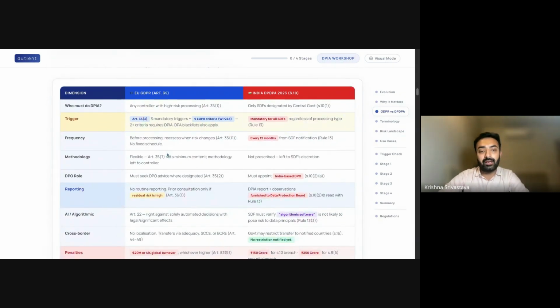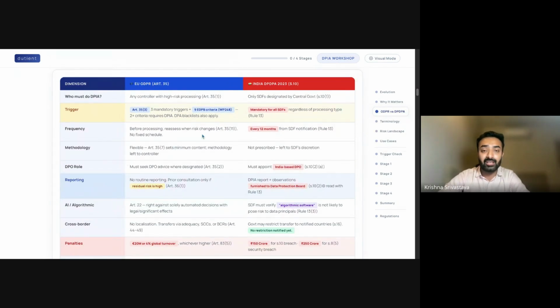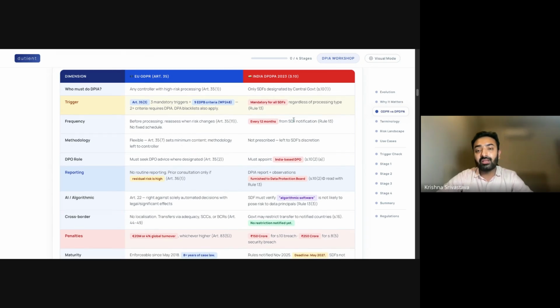Who must do a DPIA? In the GDPR, it is a controller with a high-risk processing activity. So there are certain triggers on what is a high-risk processing activity that require a data controller in the EU GDPR to conduct a DPIA. In India, only significant data fiduciaries designated by the central government have to do a DPIA. Now, what is the difference?